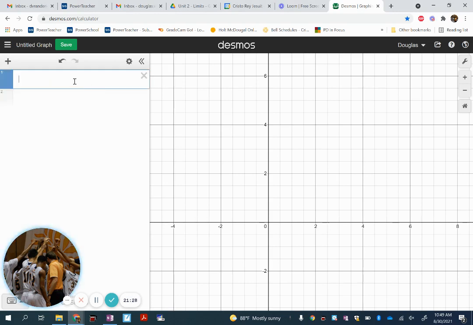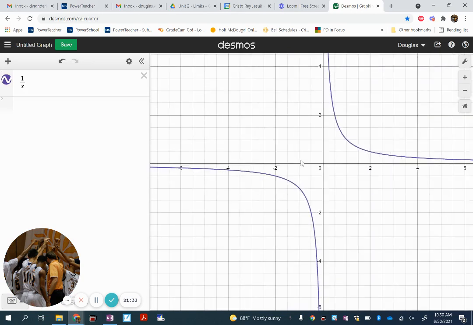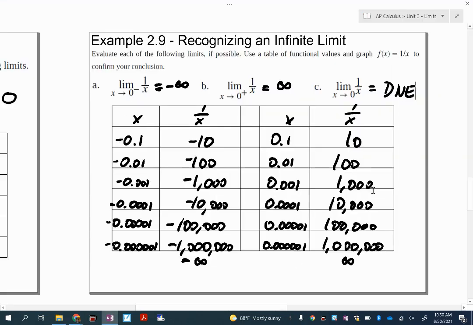Okay, so we have 1 over x. If I center it here, as you're moving towards 0 from the left, see how the y values are getting smaller. I know it's weird to say, but smaller, negative, towards negative infinity. This one goes towards positive infinity, so they're not matching up. So that's why the limit does not exist.